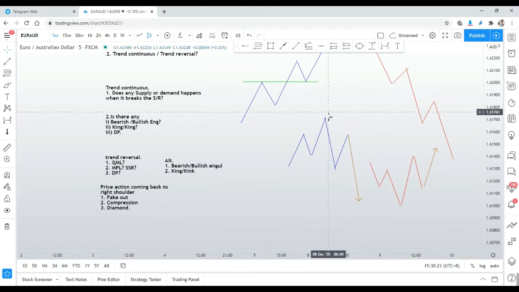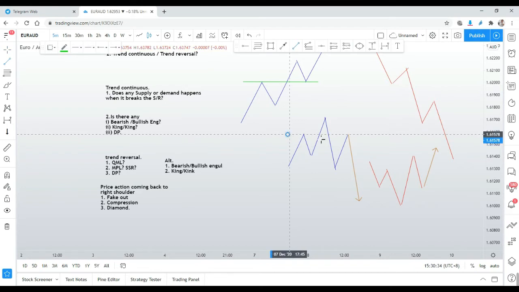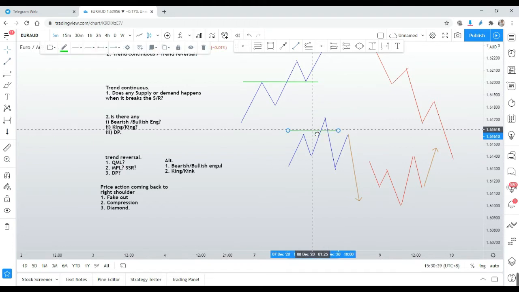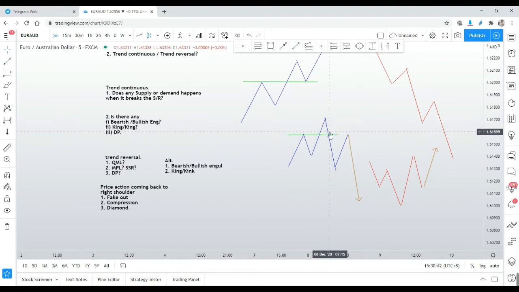Okay, we'll talk about quick retest first. So for a quick retest, you need to identify the same thing as the trend continuation. You need to find the supply or demand that breaks this level, your QML level. You need to find that it's around this area for a quick retest. Sometimes it might look like a bearish engulfing or a king, or sometimes it's just a base drop. For this example, it will be a rally base rally.